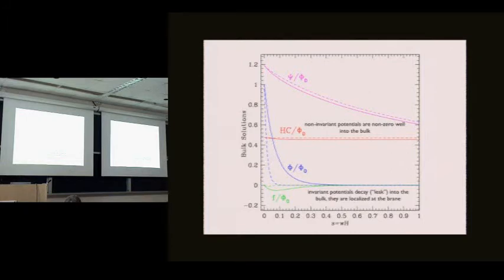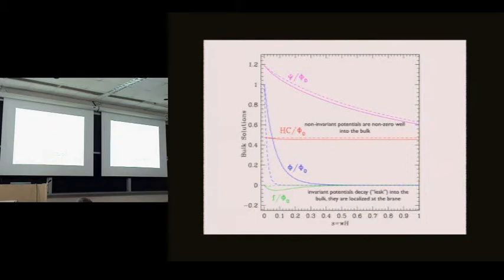And you see that of the 2 perturbations, which are the 2 variables which are invariant, this one is negligible, very small at the brane. But this one, which is the relevant one, is concentrated at the brane, and that's why it's gauge invariant, it describes the physics at the brane, and then it decays exponentially.